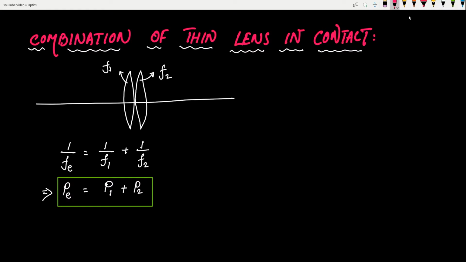Now we'll be looking into combination of thin lenses in contact. This is very simple. Okay, so let's look into this. This concept has been explained in my earlier video about focal length. Now we'll be looking into power, since we have learned power in this lecture video.